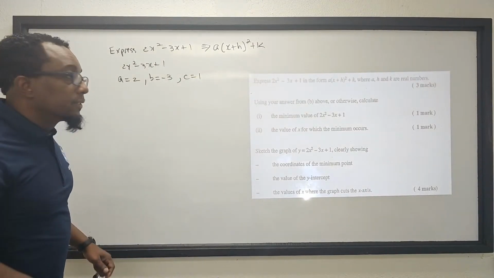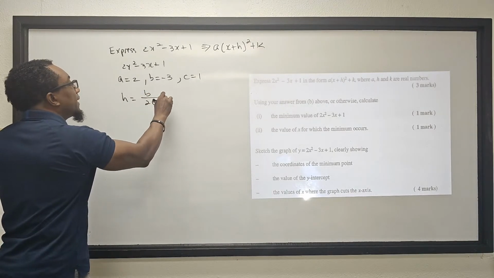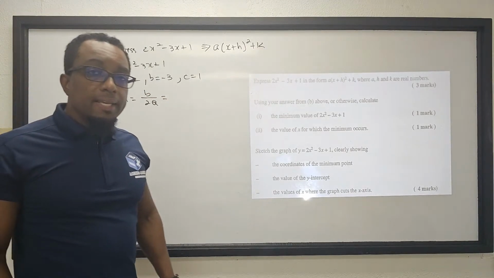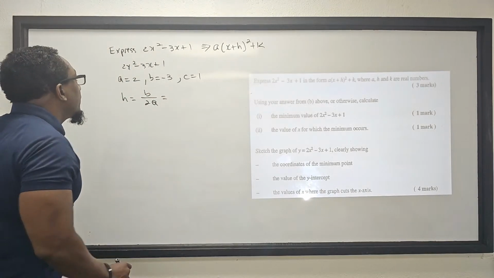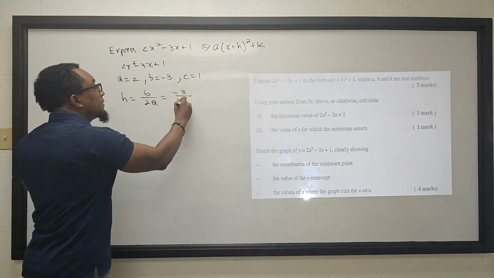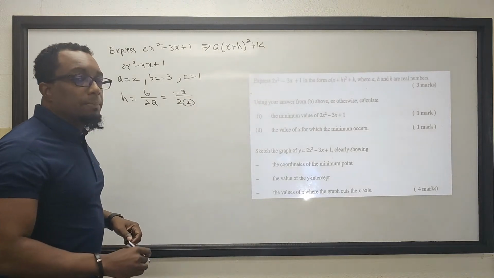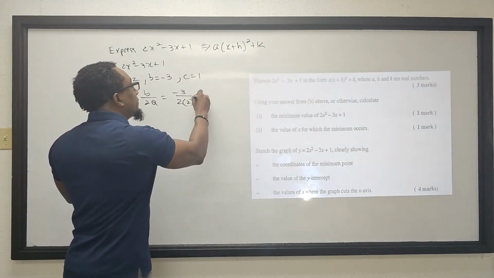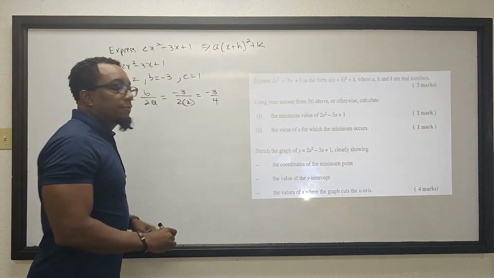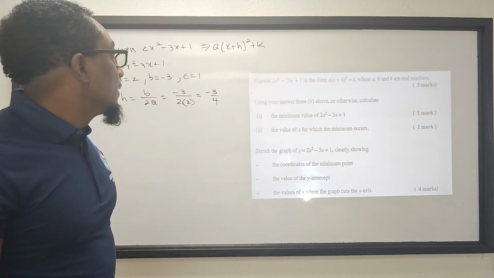Now, h is equal to b over 2a. That's the formula for h. b is negative 3, over 2 times a, which is 2. So I make sure I place 2 in brackets. I'm going to get negative 3 all over 4. So h is equal to negative 3 over 4, negative 3 quarters.